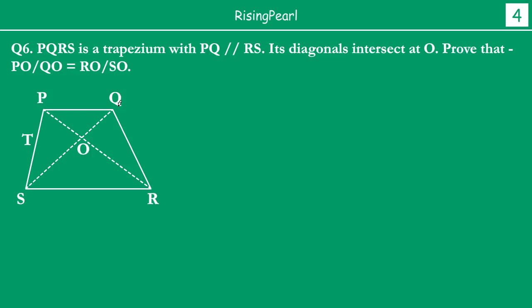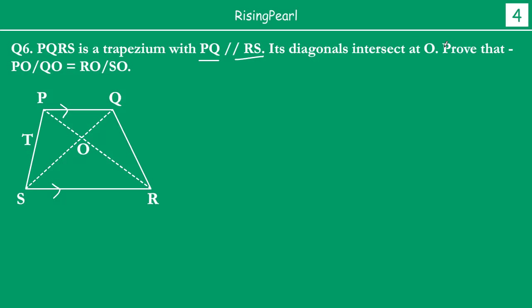So friends, here I have drawn a simple trapezium, and we know what a trapezium is, right? A trapezium is nothing but a quadrilateral where one pair of opposite sides are parallel. So for convenience, I have drawn PQ parallel to RS like this. And it is given that PQ is parallel to RS. These are parallel sides, and PS and QR are the non-parallel sides.